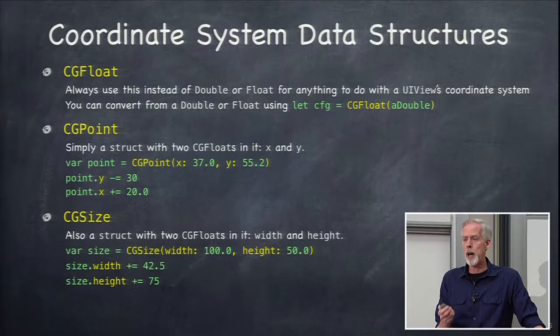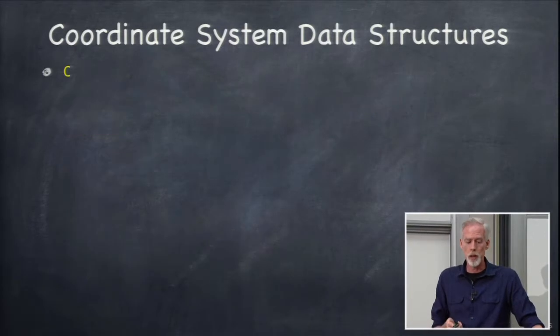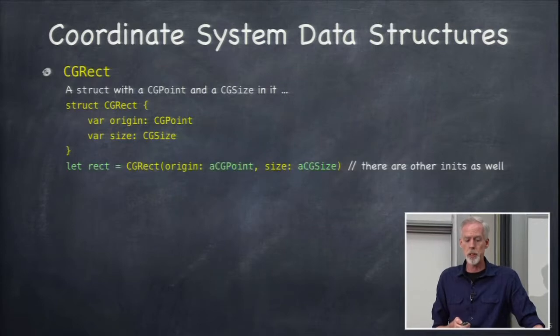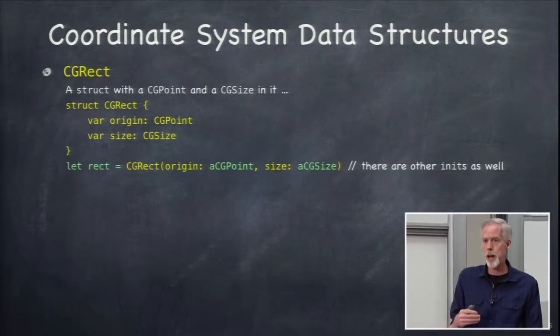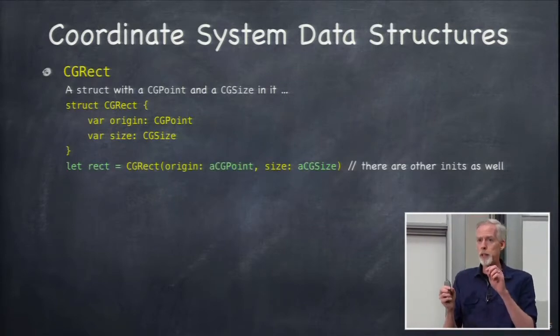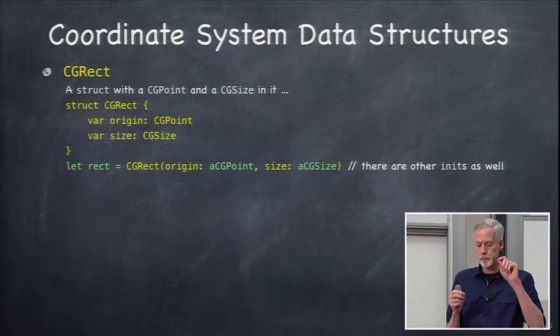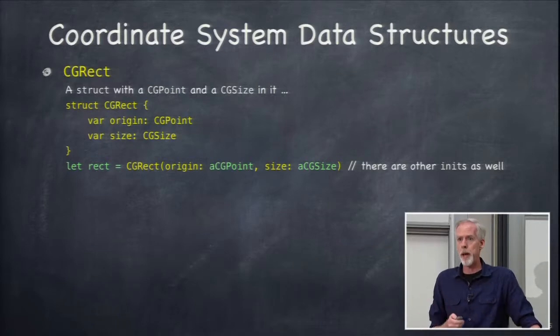But these two are combined, the point and the size, into CGRect. So a CGRect is a struct that has a point and a size. The point is the origin of the rect, upper left, which I'm going to talk about in a second. And then the size is the width and height. Now, CGRect has a lot of methods on it.